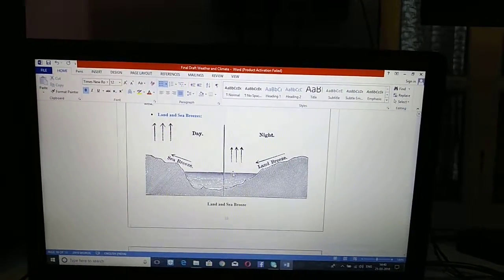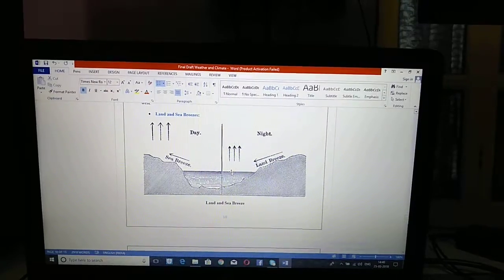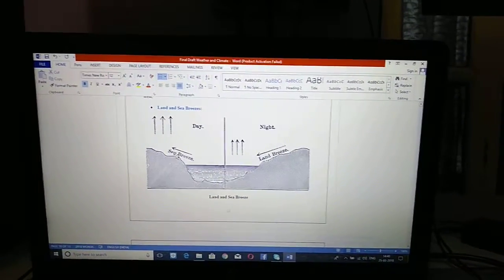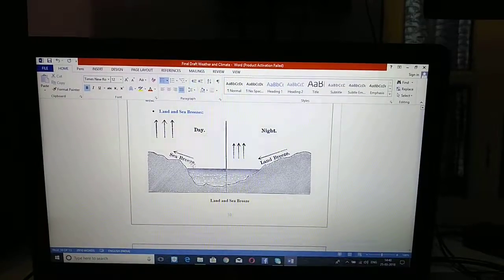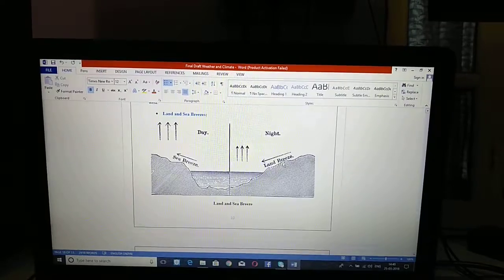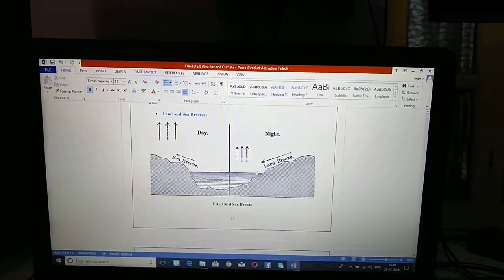Same thing happens in place of the land breeze during the night. So during the day it is known as a sea breeze, when the breeze blows from the sea to the land, and during the night the breeze flows from the land to the sea. How does it happen?